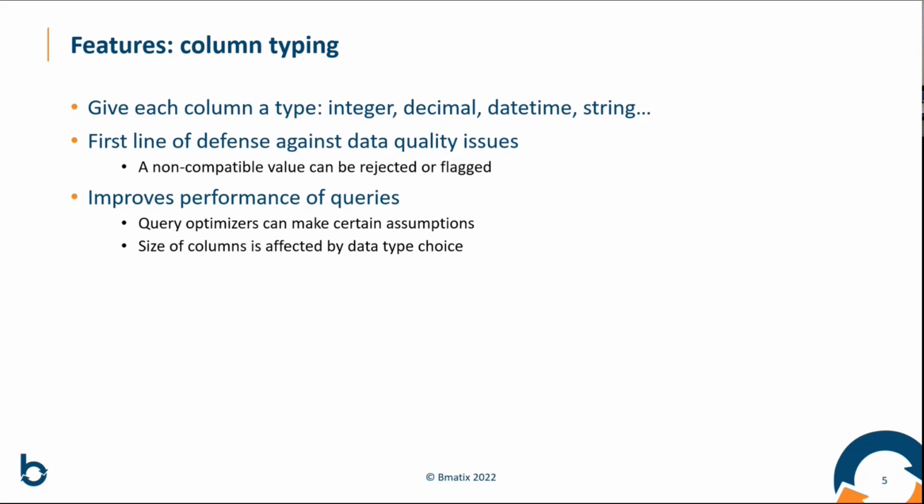And why it's not optimal comes down to two reasons. First, if you do your column typing correctly, if you give the columns where you will store the data the correct type, this can be your first line of defense against data quality issues. For example, if you store an invalid date in a datetime column, it will often be rejected, or at least you can flag it, depending on what you want to do with it. And this is already a first enforcement of data quality, which can be useful.